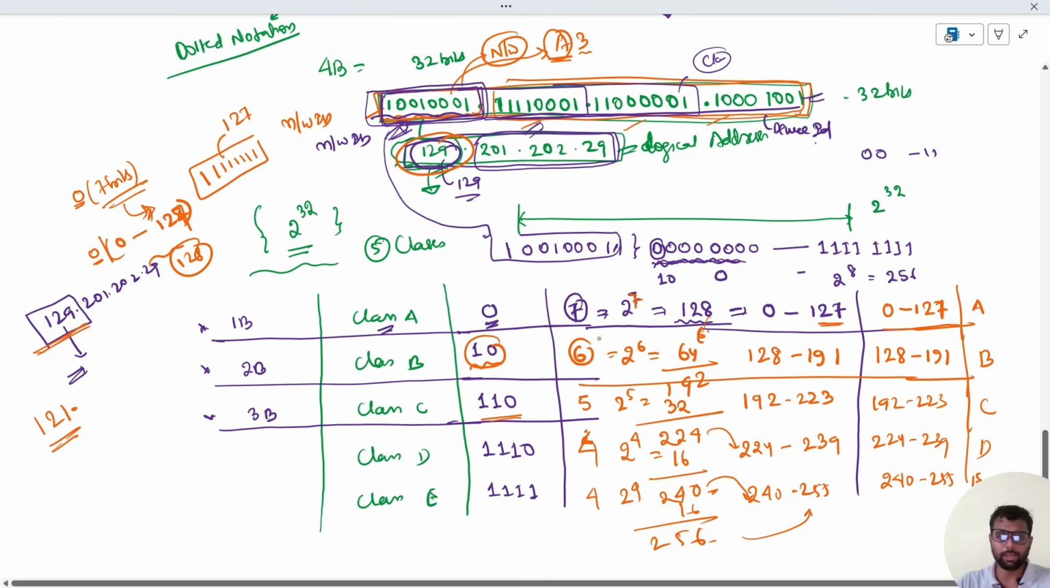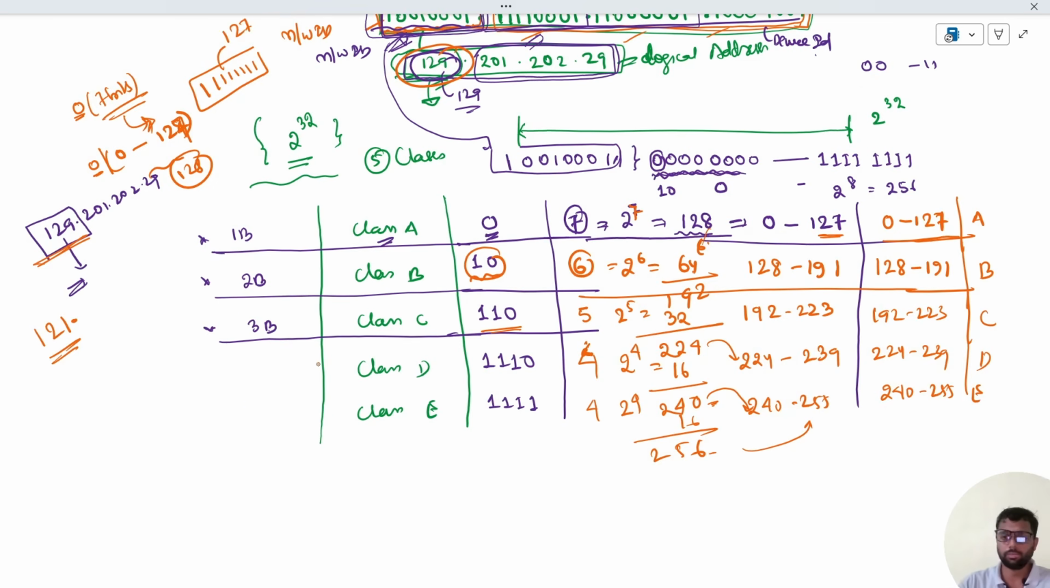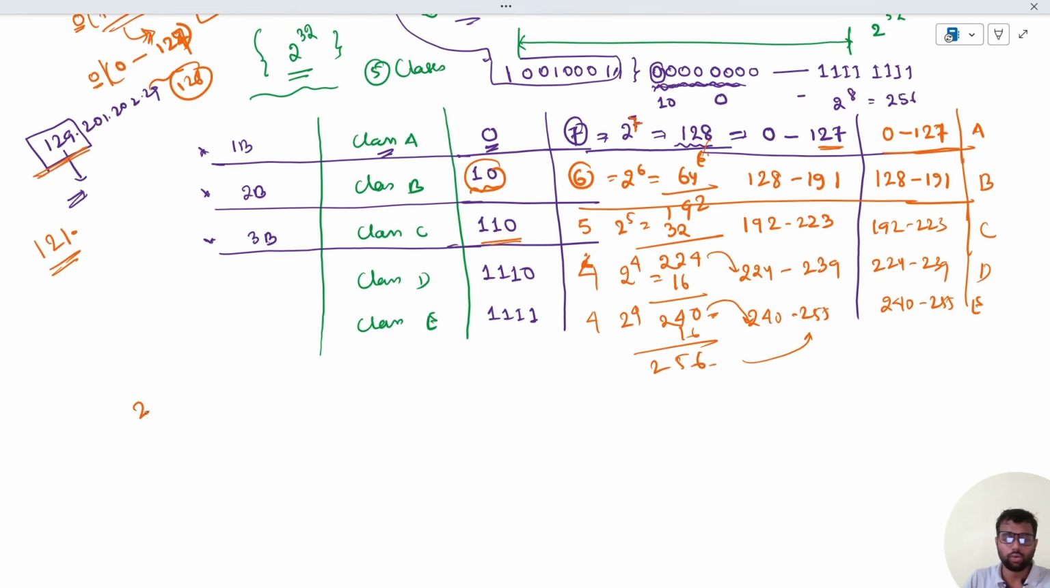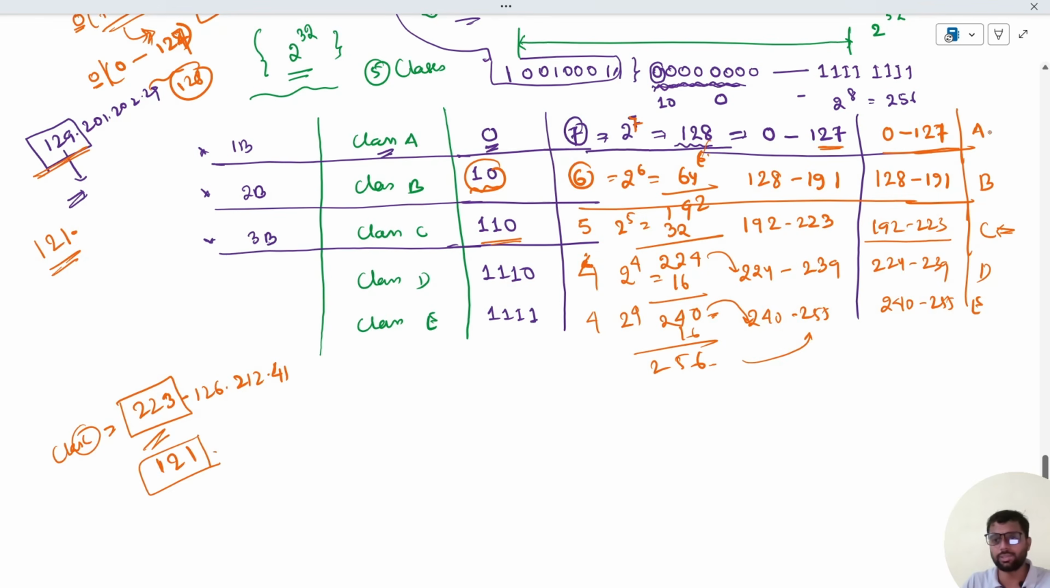Now, for example, if I say to you that 223.126.212.41 belongs to which class address, you just have to look at the first byte. It is 223. Look at where it is falling. It is falling into class C, 192 to 223. You will say that it is a class C address. This is how we can distinguish. If it is 121, you will say that the first byte is falling under class A, so it is a class A address. Is it clear? How do we identify class A, class B, class C, class D, class E address? Now, if that is clear, let us move further.